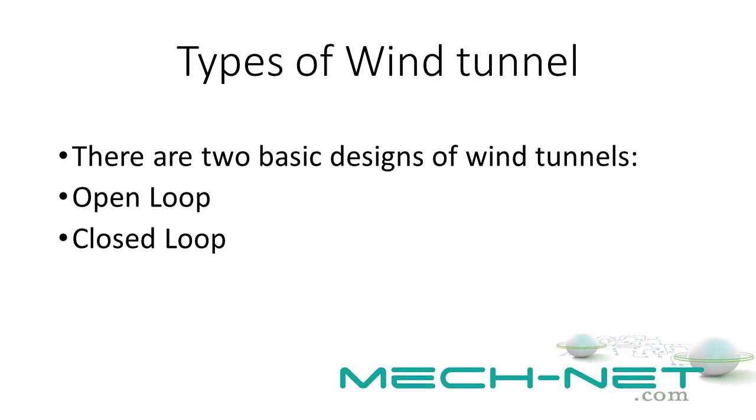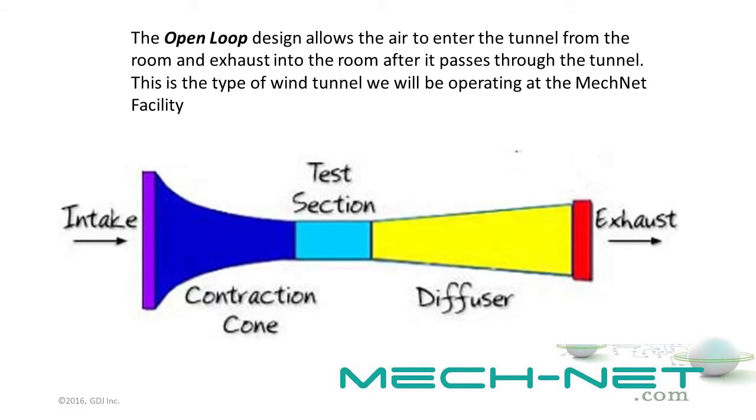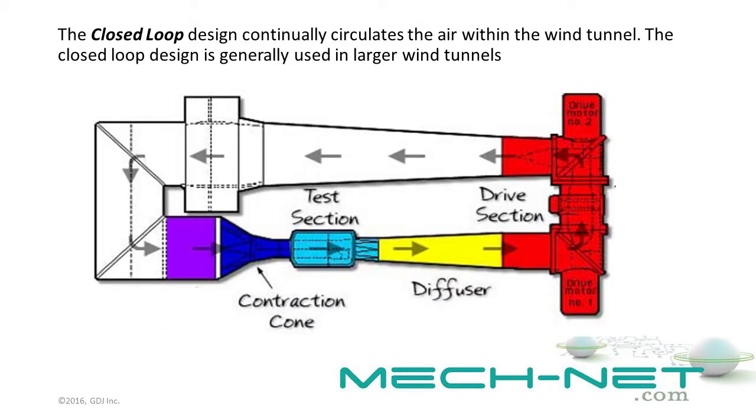Types of wind tunnels. There are two basic designs of wind tunnels: open loop and closed loop. The open loop design allows the air to enter the tunnel from the room and exhaust into the room after it passes through the tunnel. This is the type of wind tunnel we will be remotely operating at the MechNet facility. The closed loop design continually circulates the air within the wind tunnel. The closed loop design is generally used in larger wind tunnels.